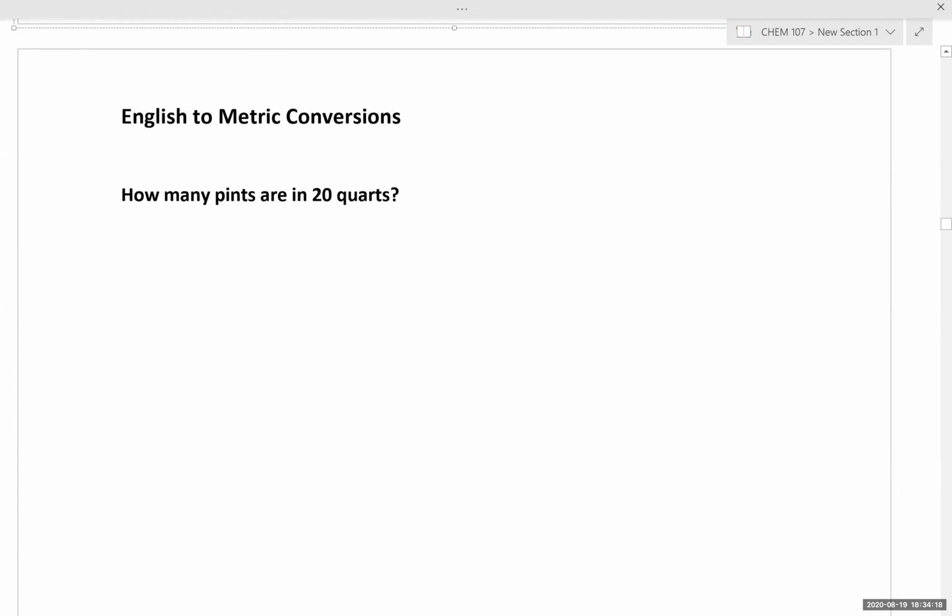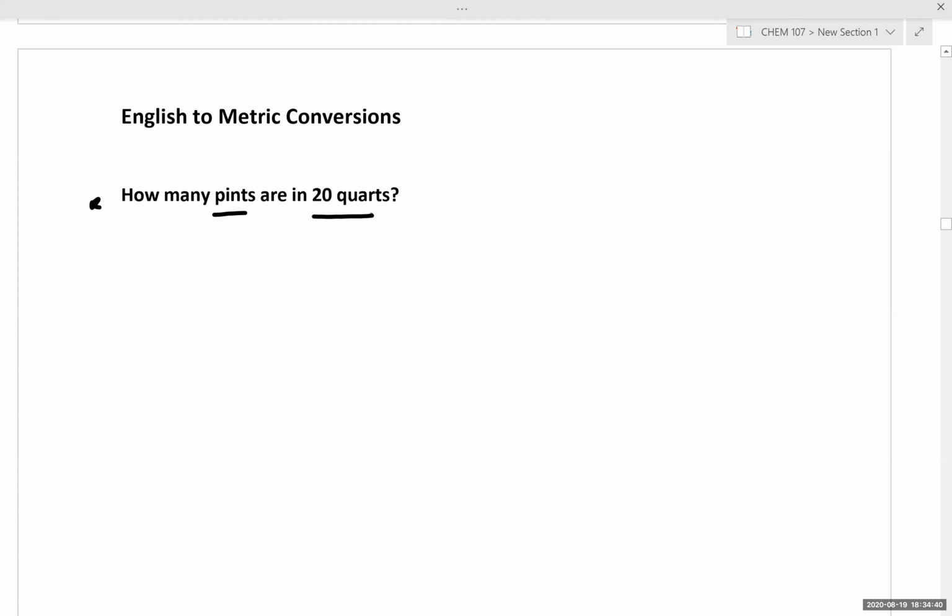So English to metric conversions are handled exactly identically to metric conversions. The only thing that's a little bit tricky is that these conversions, their conversion factors aren't as clean. So let's look at an example. We're asked how many pints are in 20 quarts.